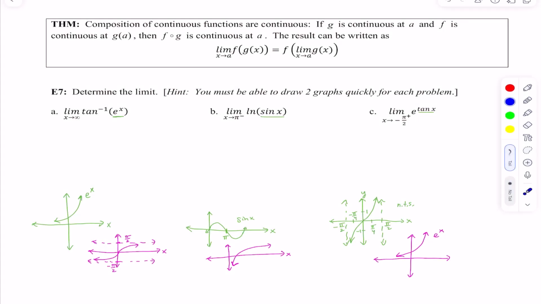These next three examples take advantage of the idea that compositions of continuous functions are also continuous. What this theorem will actually say is that if f is continuous at g of a, then the composition f composed with g is also continuous at a. The result can be written as such.